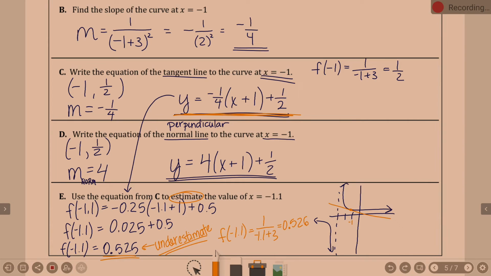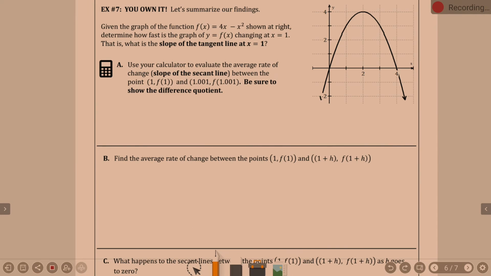Okay, moving on. Back page. You ready? Yeah. Let's go. Okay, you own it. Let's summarize our findings.